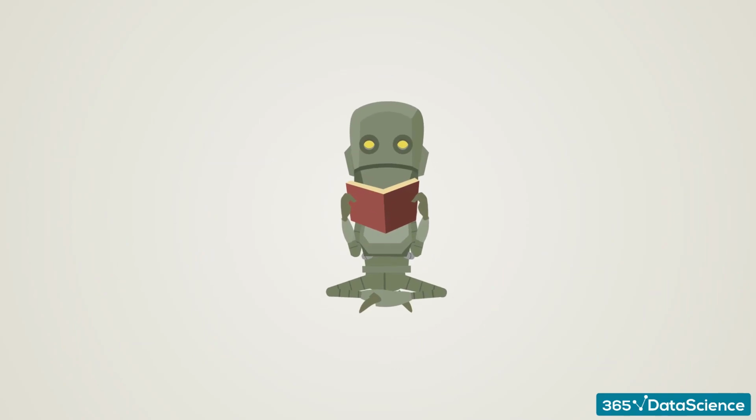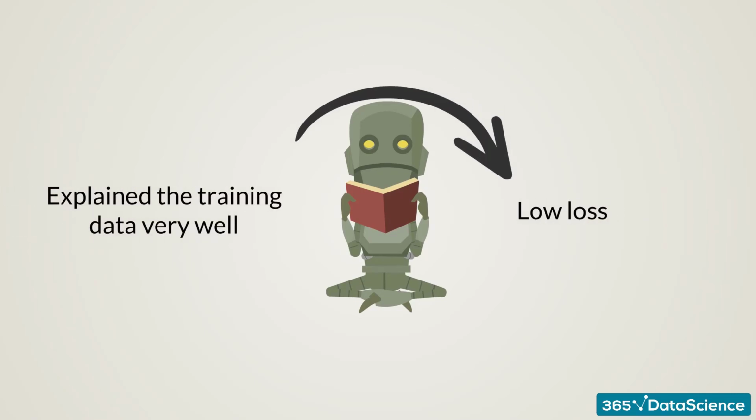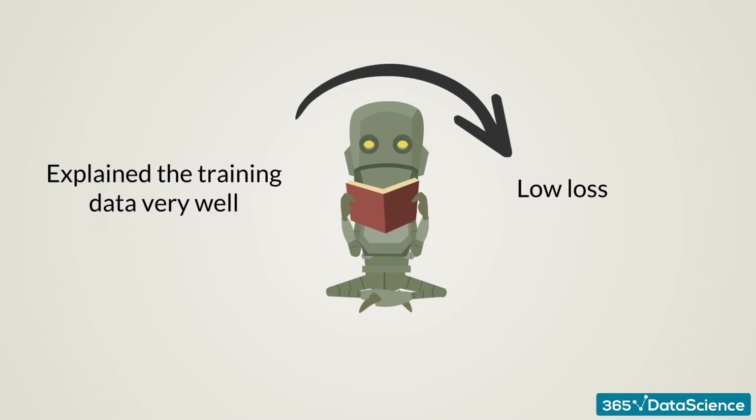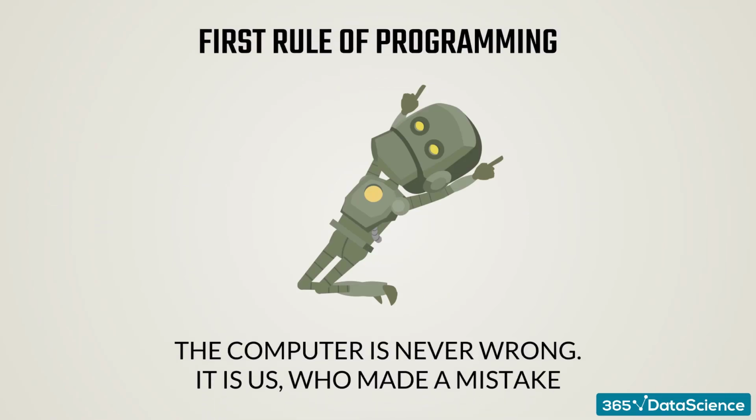So, shouldn't the computer be smarter than that, you may ask? Well, we explained the training data well, so our outputs were close to the targets. The loss function was low, and the learning process worked like a charm in mathematical terms. However, once we go out of the training set and meet the real-life situation, we see our model is actually quite bad. The first rule of programming states that the computer is never wrong. It is us who made a mistake. We must keep issues such as overfitting in mind and take care of them with the appropriate remedies.